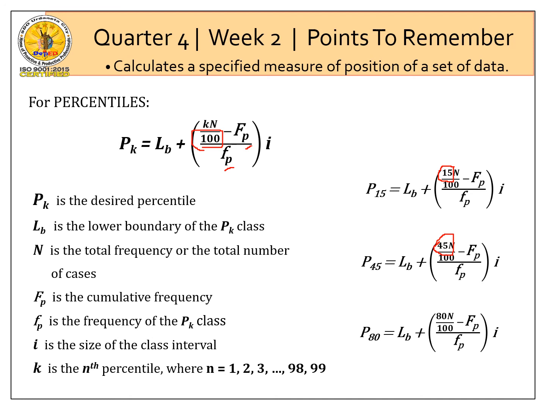There you have it, ladies and gentlemen. So when we say quartile, it is divided by 4 or 4 equal parts. For decile, divided by 10. And for percentile, we have divided by 100.